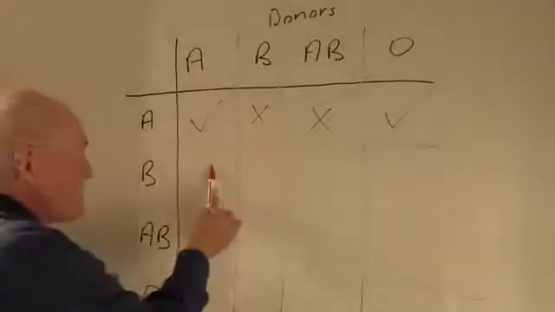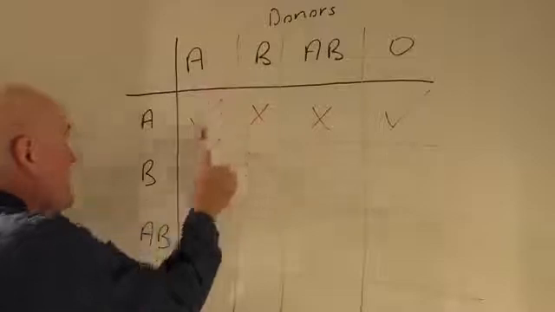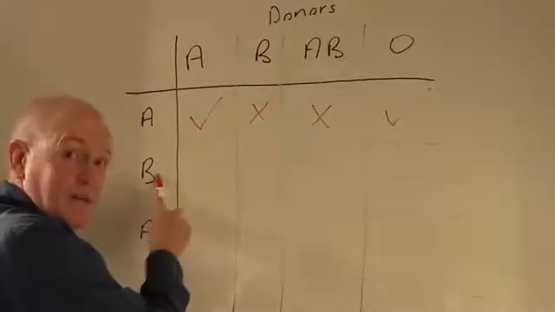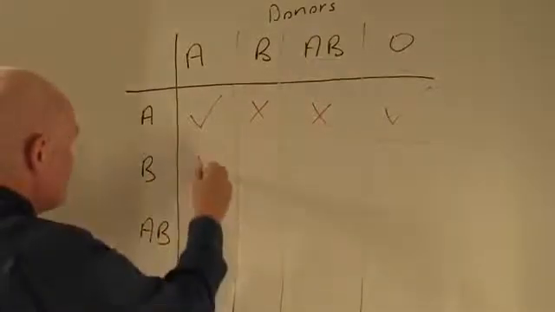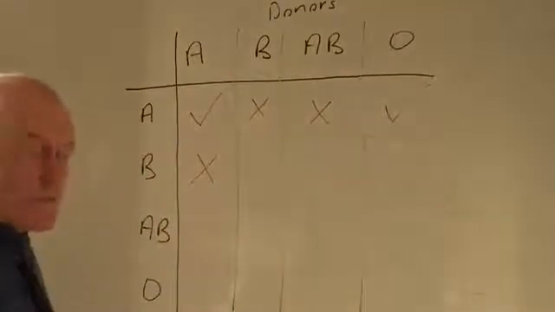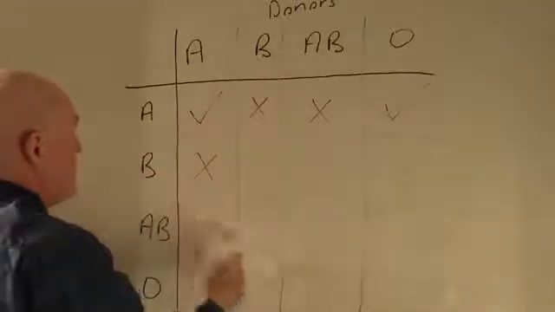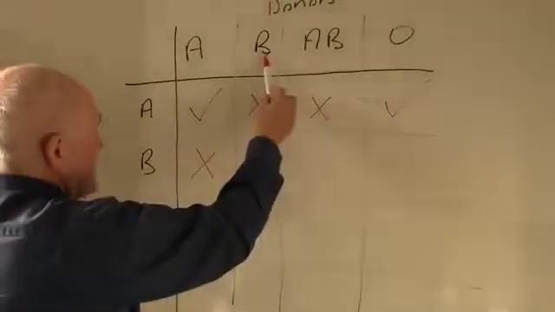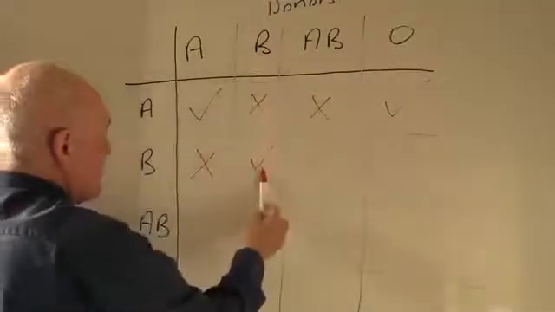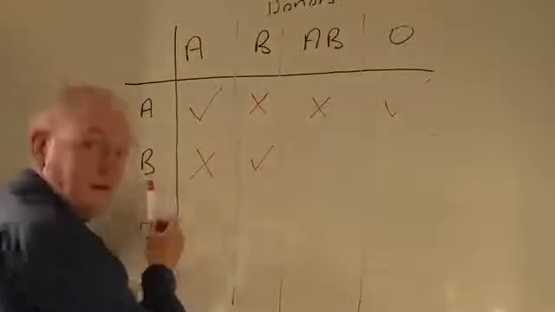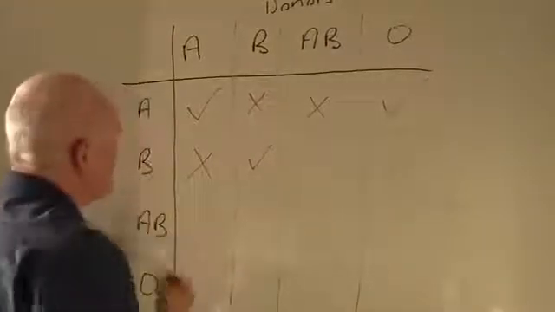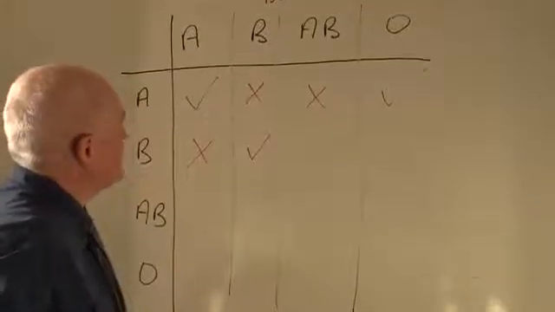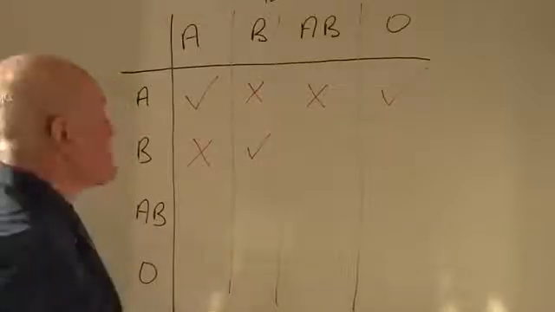If A gives to B, the group A antigens will be agglutinated by the A antibodies in the B recipient's blood. So we can't do that. But B can give to B. The reason B can give to B is the B antigens will come into contact with no anti-B antibodies to agglutinate and hemolyse the donated B erythrocytes.